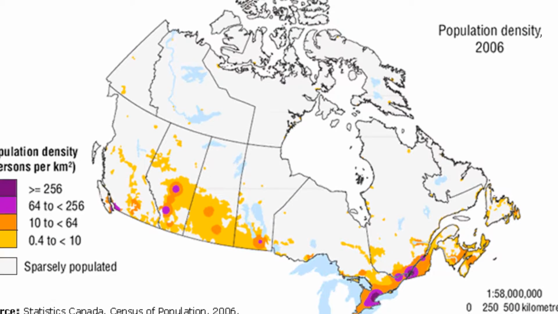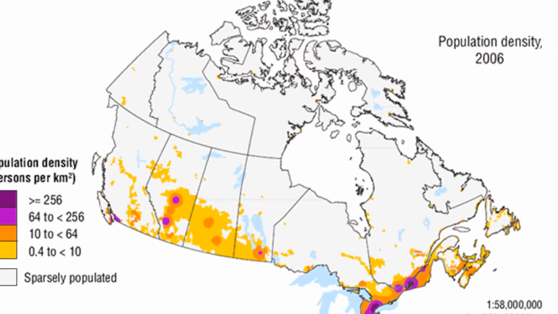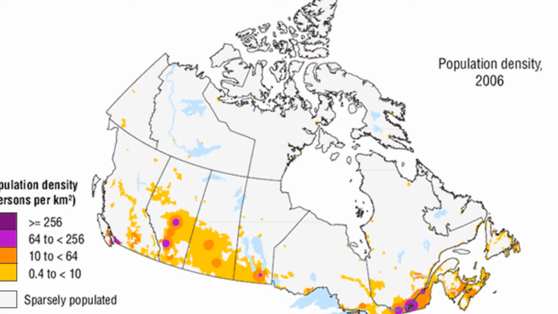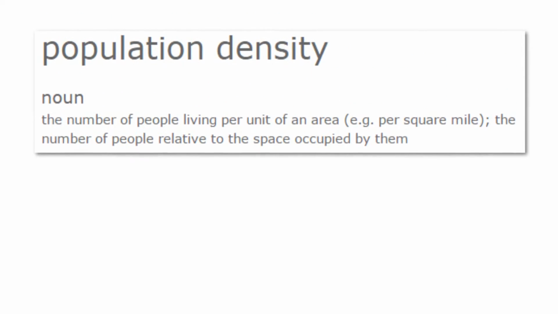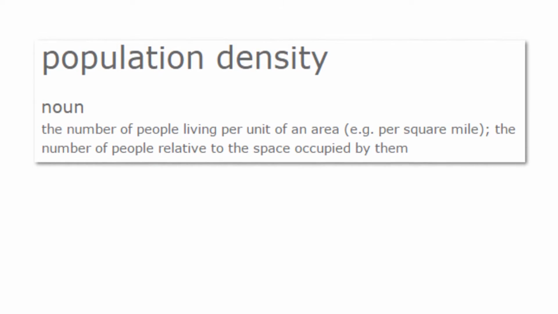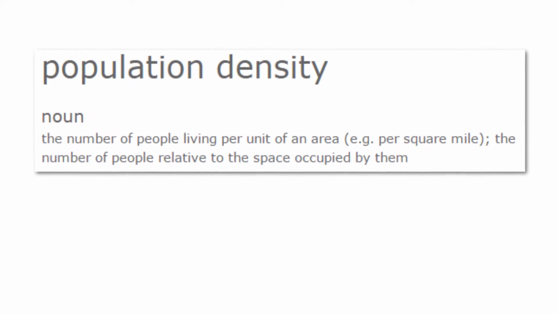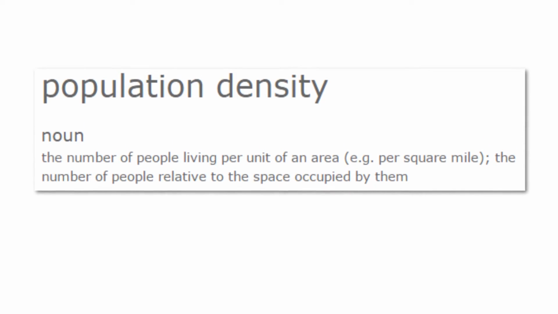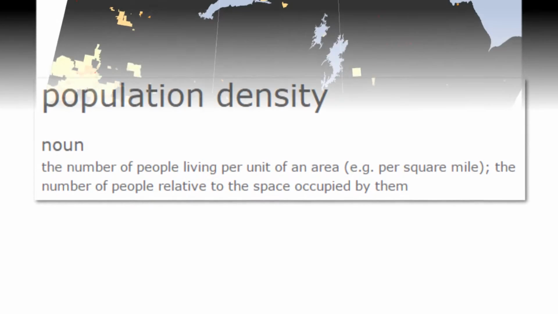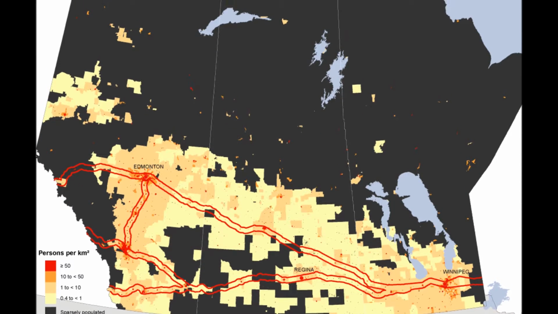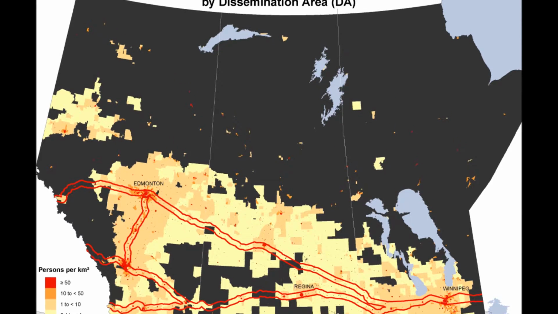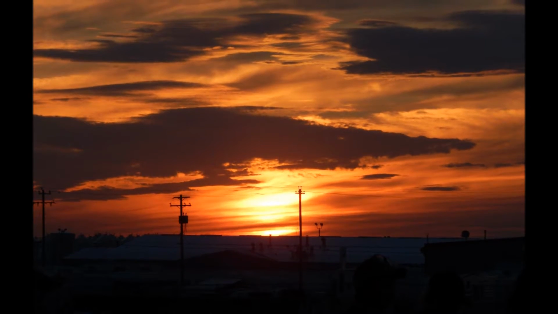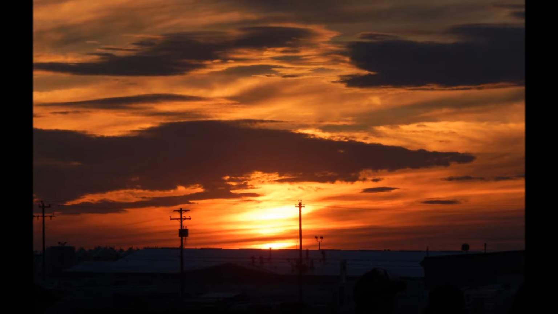However, the highest population density of the prairie provinces also happens to be in this area, according to these two maps from Stats Canada. Population density, once again according to dictionary.com, is the number of people living per unit of an area, for example per square mile, or the number of people relative to the space occupied by them. That means that there are a lot of people living and taking up space in both rural and urban areas on the most fertile soil of the country. With all of these people taking up so much space, that will leave less space for efficient food production. That is why urban sprawl in this area should be such a concern.